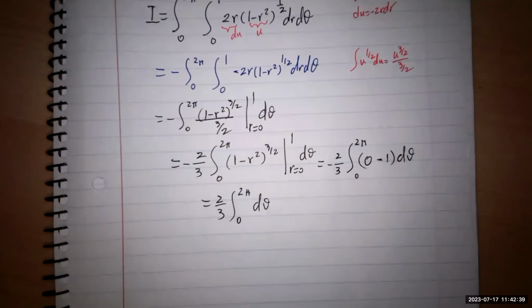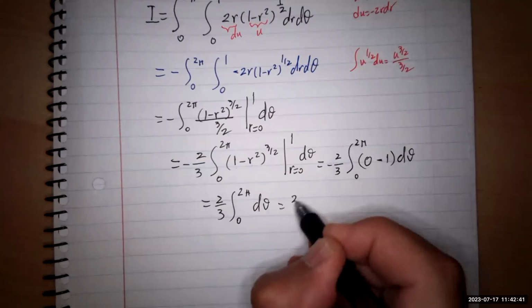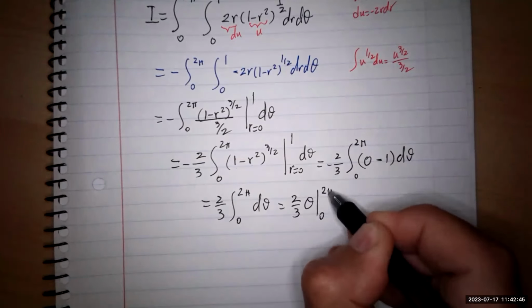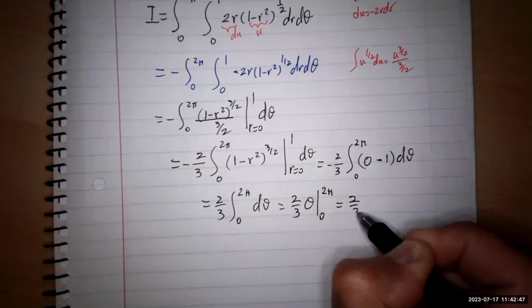The integral of d theta is going to be theta, so there's going to be 2/3 theta, and that's from 0 to 2 pi. So that gives you 2/3 times 2 pi.